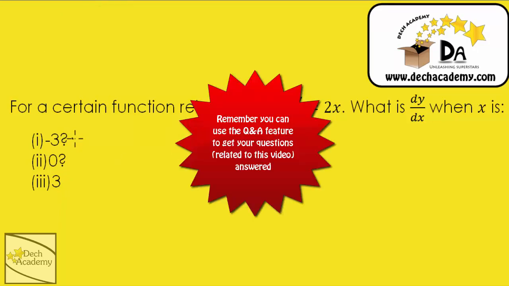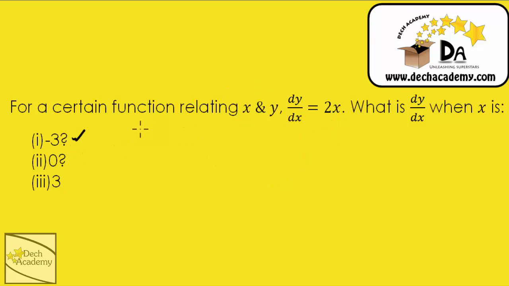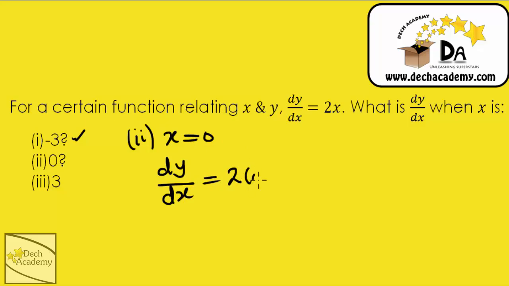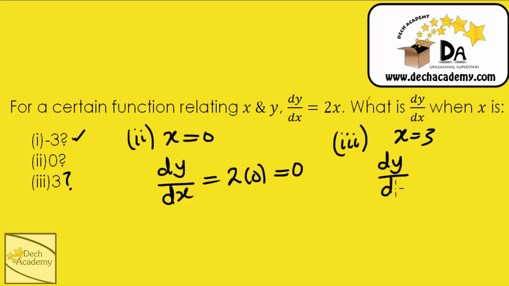In case 2, x is 0. What is dy dx when x is 0? Dy dx is equal to 2x. Since x is 0, it's going to be 2 times 0, which is 0. So when x is 0, dy dx is 0. I'll do case 3 quickly. In case 3, x is 3. So we need to find dy dx when x is 3. Dy dx is 2x, so dy dx is equal to 2 times 3, which is 6.